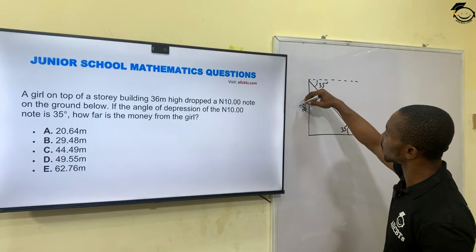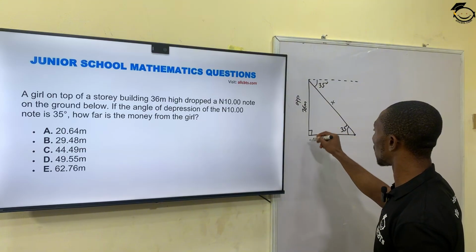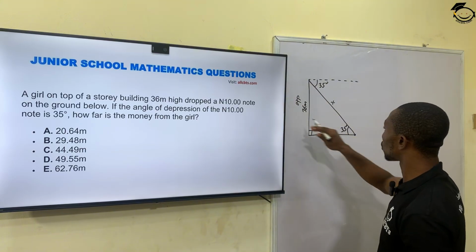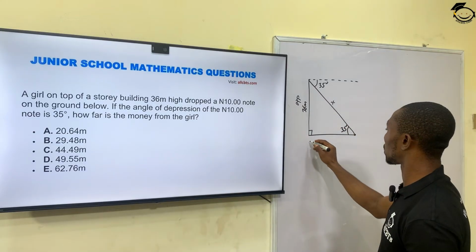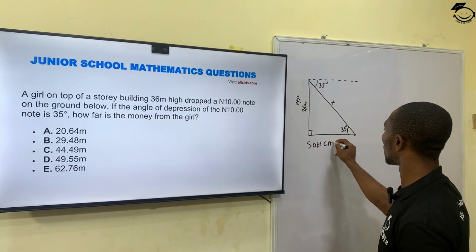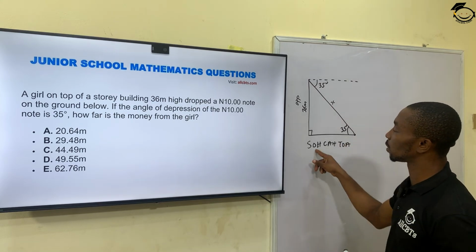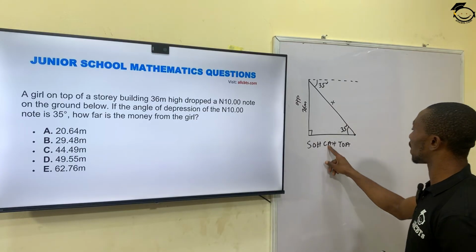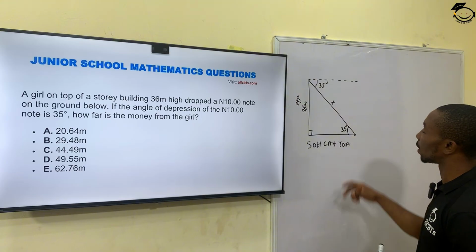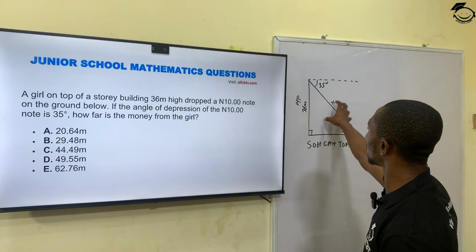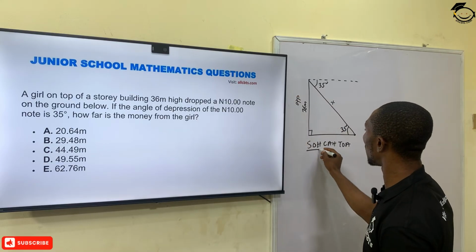So we can use this as our opposite, bearing in mind this angle, and these are adjacent. So having it as opposite and hypotenuse, we'll be looking at our SOHCAHTOA, where we have sine equals opposite over hypotenuse, cos equals adjacent over hypotenuse, and tan equals opposite over adjacent. In this case, since we're looking for hypotenuse and we have our opposite, we'll be using our sine.